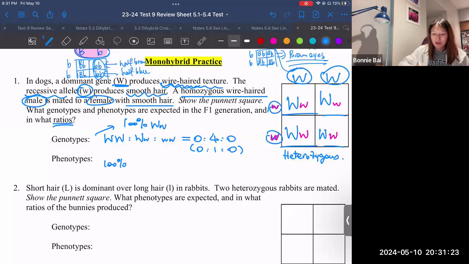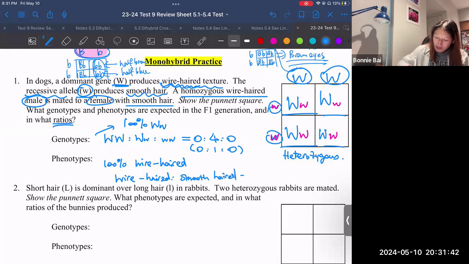If it says percentage, you can say 100% wire-haired. But since it says ratio, you can do wire-haired to smooth-haired equals, there are 4 boxes. You can write 4, and then there's 0 of the smooth hair. Or you can reduce it to 1 to 0, whichever one is right, okay?